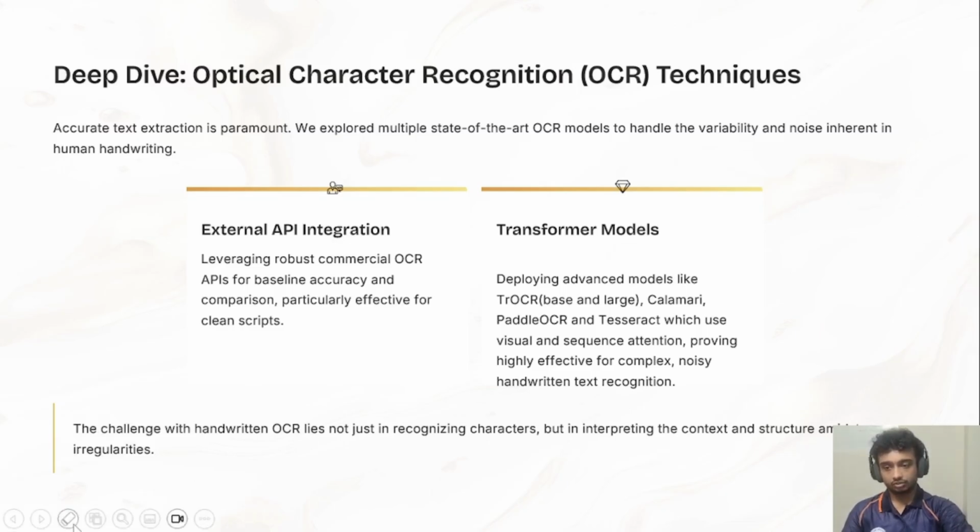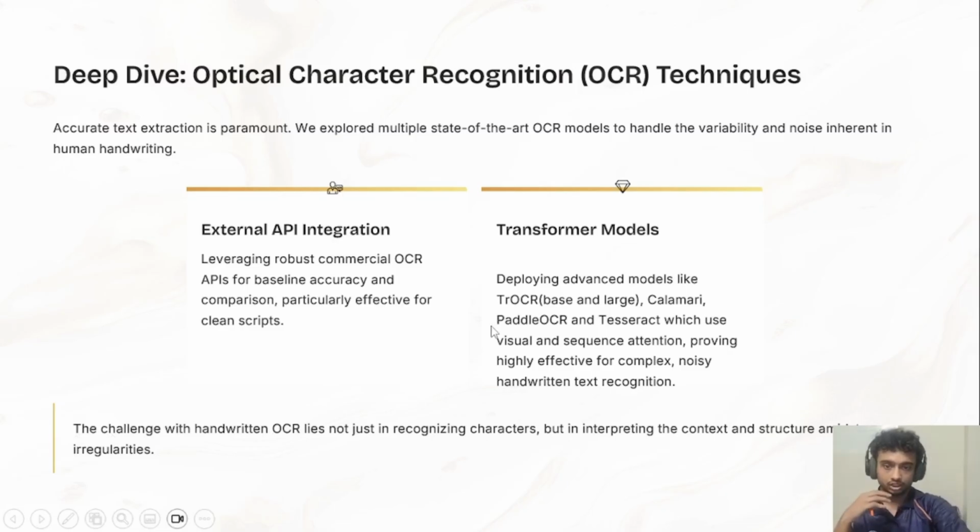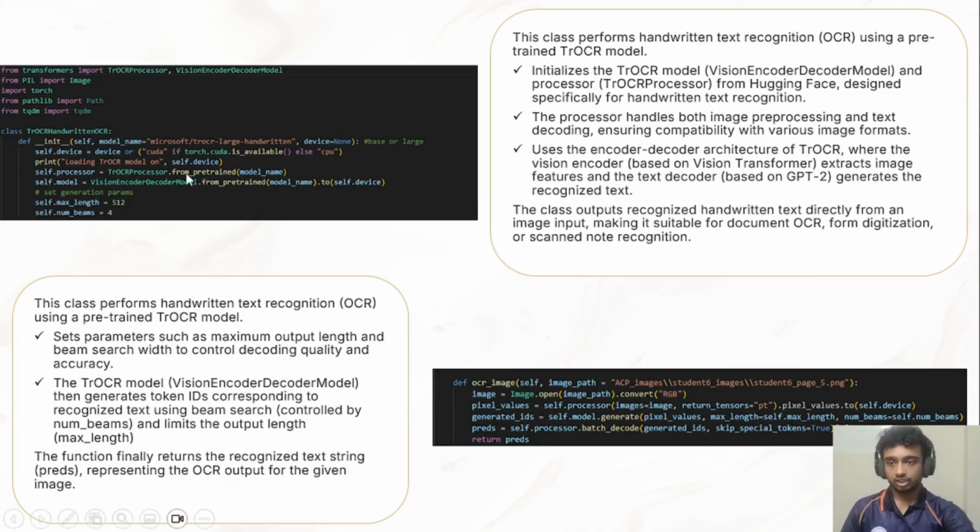We also went and checked a few models which we could use. TrOCR has two models, base and large. We also checked out Calamari, PaddleOCR, and Tesseract. But eventually we moved ahead with the TrOCR large model because it was working the best. Some of the models like Tesseract required API integration, so there we used the OCR APIs, connected to them, and ran. Right, now let's come to the code.